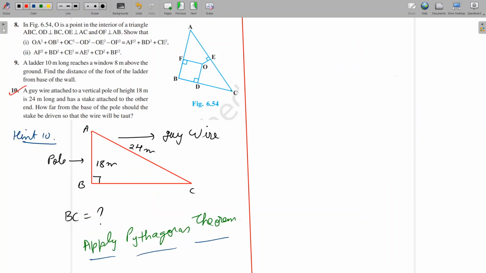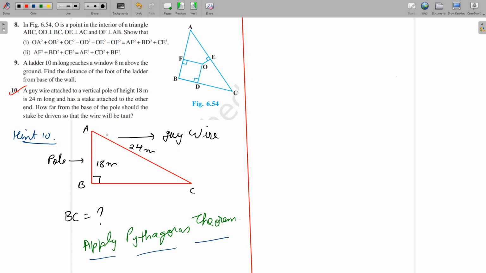Question number 10. A guy wire attached to a vertical pole of height 18 meter is 24 meter long. So here we have a pole of height 18 meter and at the top of the pole a wire is attached from point A to one point on the ground, that is C, and the length of the wire is 24 meter, and we have to find the distance of the point C from the point B. So it's a very simple one.